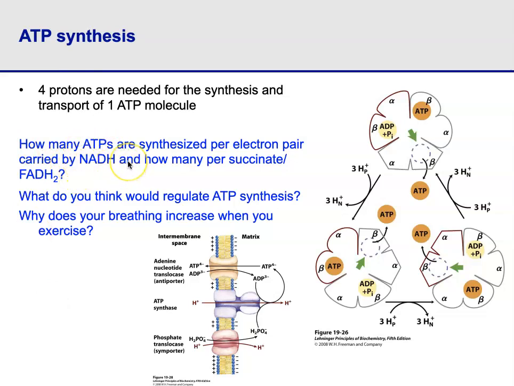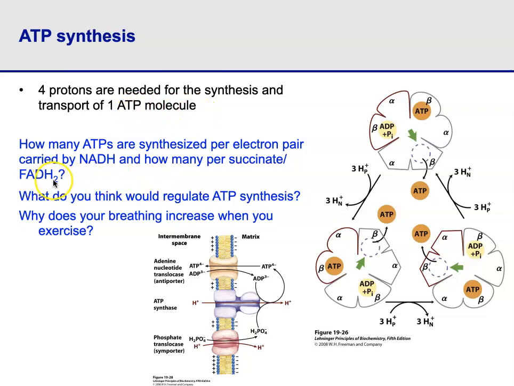For any electron pair carried by NADH and transferred to complex 1, we have 10 protons transported across the inner mitochondrial membrane. If 4 are used for the synthesis and transport of 1 ATP, that means that for every electron pair carried from complex 1 or NADH to oxygen, we can have 2.5 molecules of ATP synthesized. 10 protons are sufficient for 2.5 molecules of ATP.